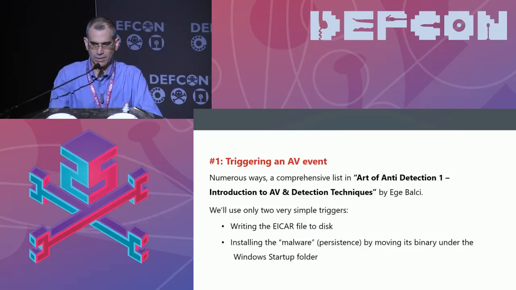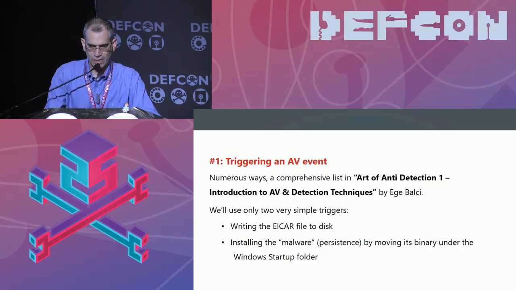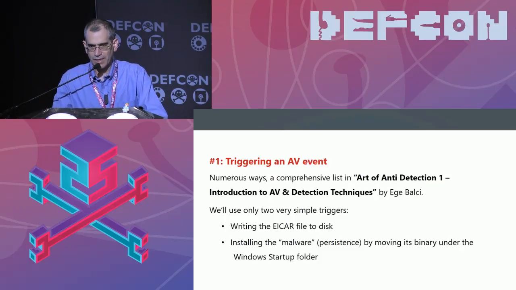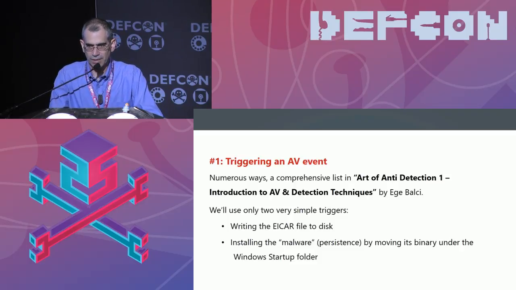One is the ability for malicious code to trigger an antivirus event. One of the links in the slides that I just went through has a very nice compilation of techniques to trigger an antivirus product. And due to time restrictions, we only used two very simple triggers. One is writing the EICAR file to disk. The EICAR file is a standard 68-byte non-Win32 executable file that is by definition supposed to be detected by each and every antivirus product.